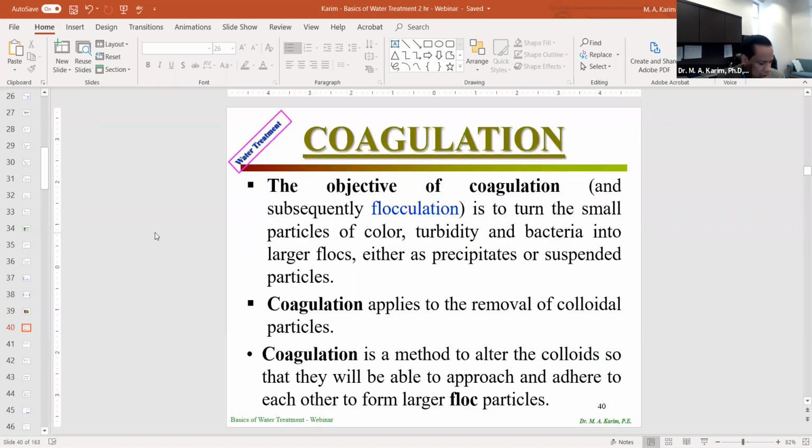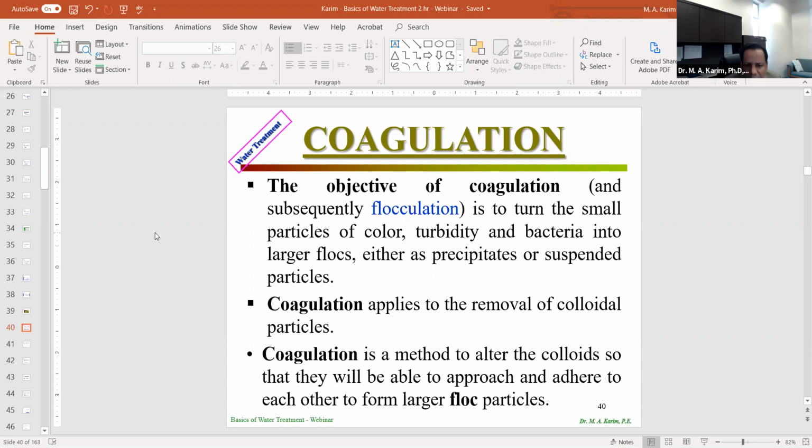Coagulation. As we mentioned, the first treatment process could be coagulation. So what does coagulation mean? Coagulation is the process by which we can bring the colloidal, smaller particles together. The main objective of coagulation is to bring the smaller particles together and make a bigger particle. And if we make a bigger particle, it would have higher density and settle in the water.